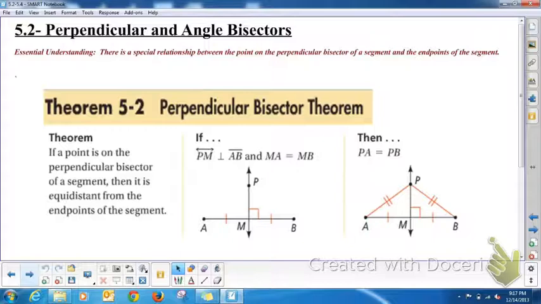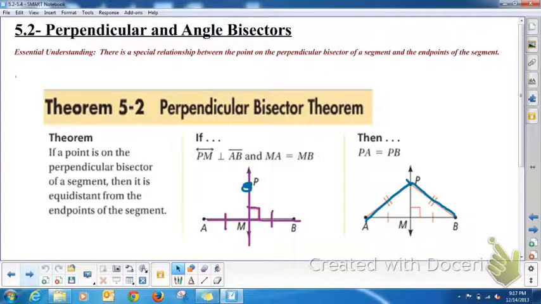So if this line PM intersects segment AB and it's perpendicular and it bisects. So line PM is the perpendicular bisector of AB, and point P is on the perpendicular bisector. Then you know PA is congruent to PB.